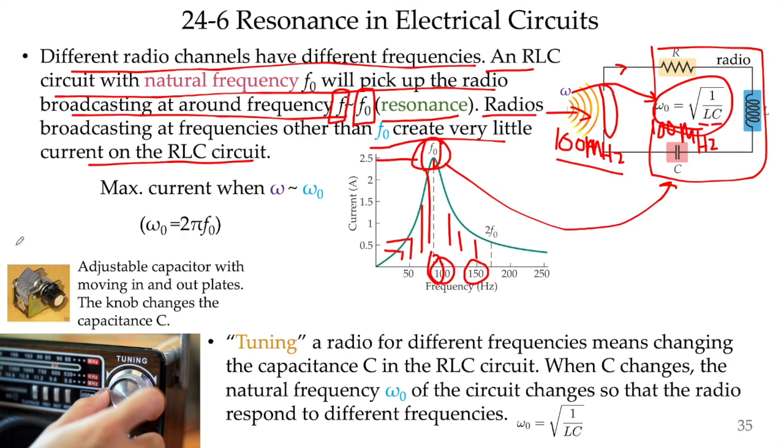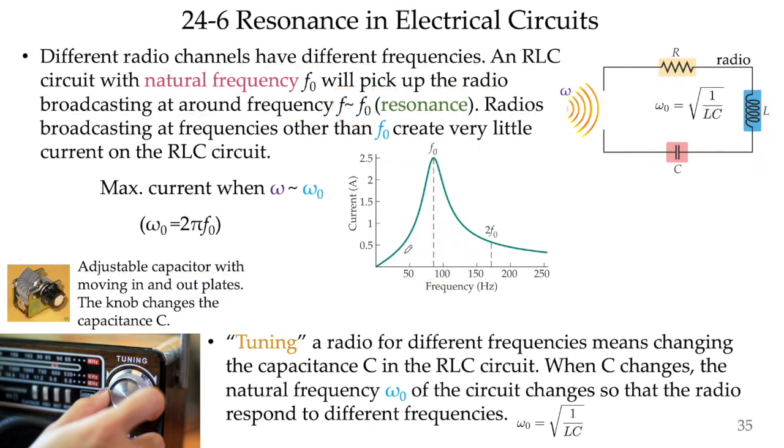In radios, especially the old radios, you have these devices that are basically adjustable capacitors with plates moving in and out. So when you change the knob, when you tune the radio, you're basically changing the capacitance of the circuit. When you change the capacitance, what changes is omega 0. Maybe this curve, let me erase all of these. So when you change the capacitance, F0 will change. It's not going to be 90 anymore. Maybe it's going to be 150. So it will be something like this, maybe.